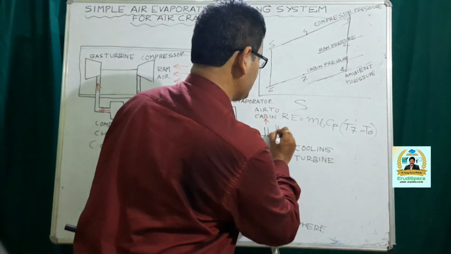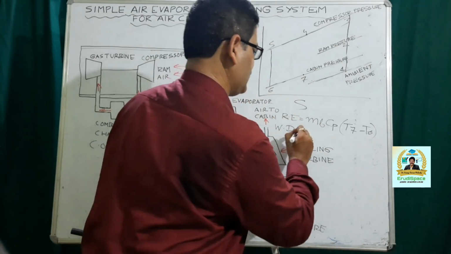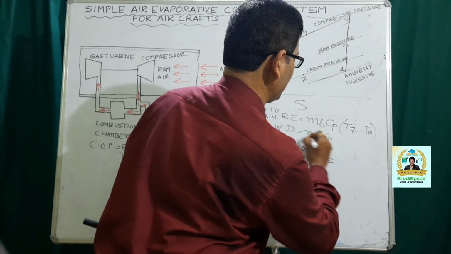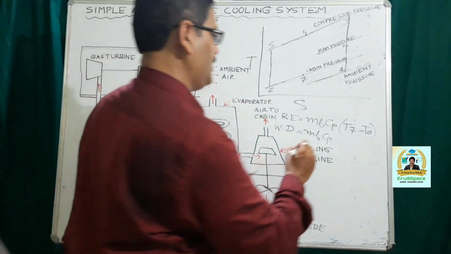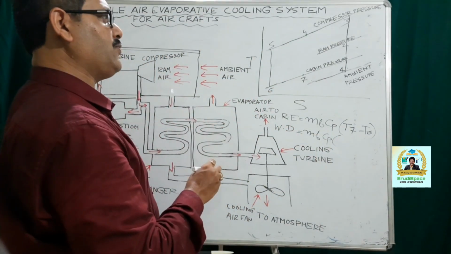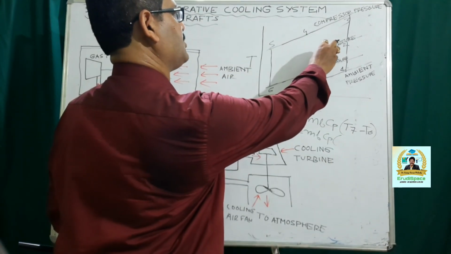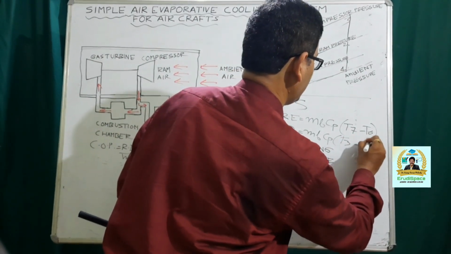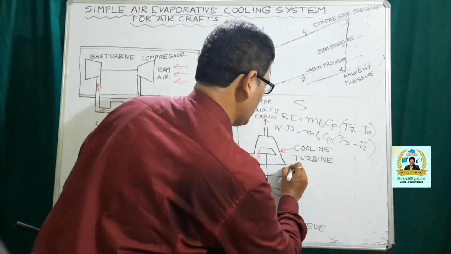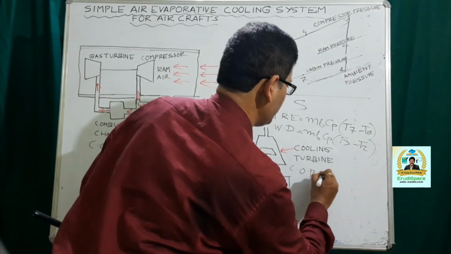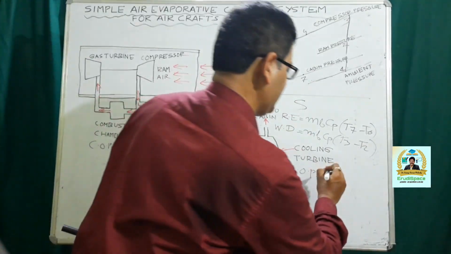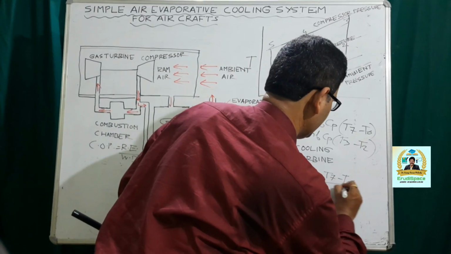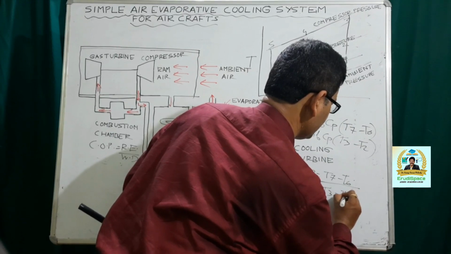Similarly, as far as the work done is concerned, work done will be equal to mass of the bled air multiplied by specific heat at constant pressure multiplied by the temperature difference. The air actually enters the compressor at 2 and it leaves at 3. So this is T3 minus T2. Now, the COP of the system would be the ratio between the two, that is nothing but T7 minus T6 divided by T3 minus T2.